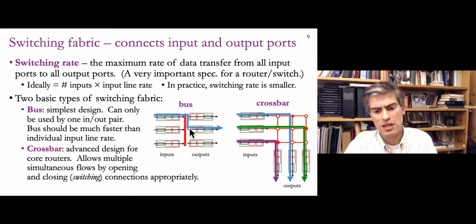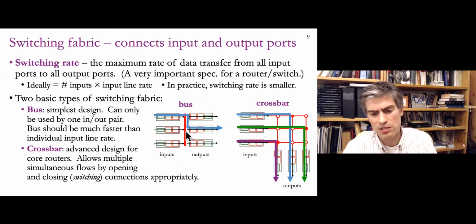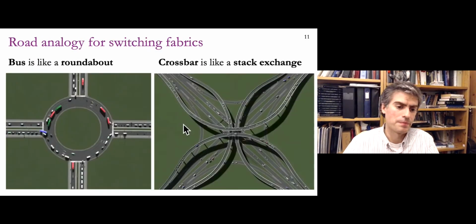Notice in the bus design in particular why you need a queue in the inputs: if this bus is faster than the input line rate, you want to be able to store up a full packet of data and then send it quickly on the bus to an output port, and then move on to sending another input out.